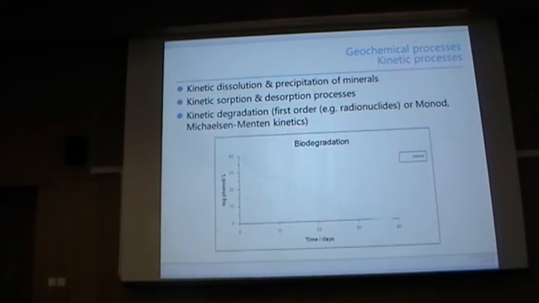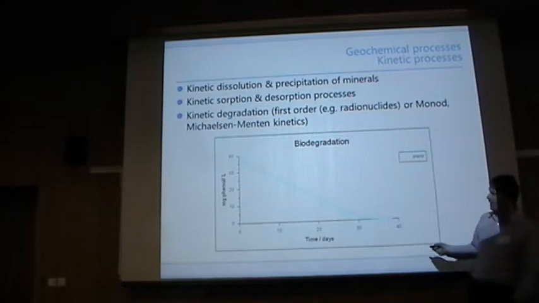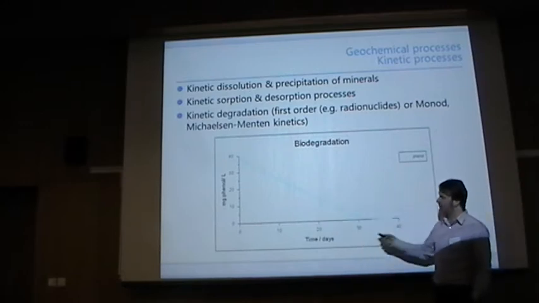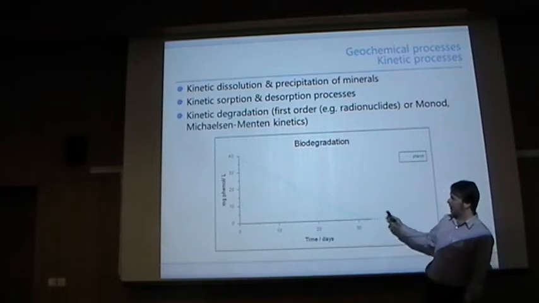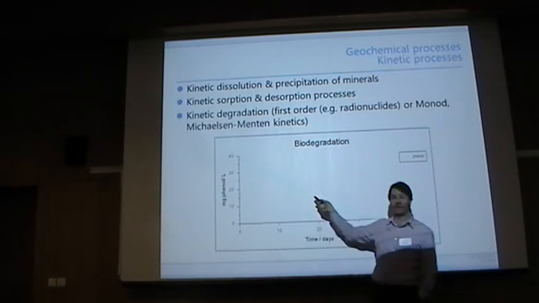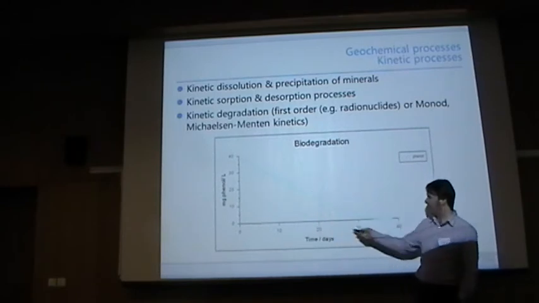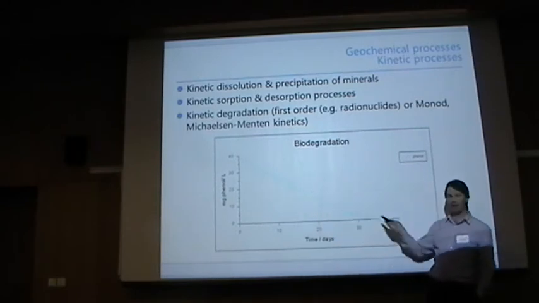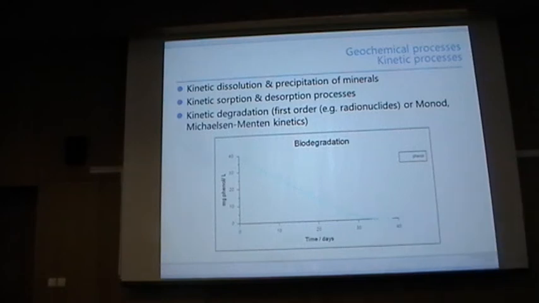And here, that's, for example, the implementation of Monod kinetics, where we degrade phenol as a function of time. Again, when you have a high phenol concentration, your rate is linear, first order, but when concentration becomes very low, you have also a change in this rate.